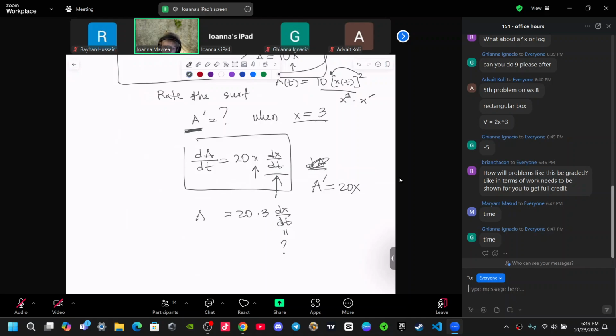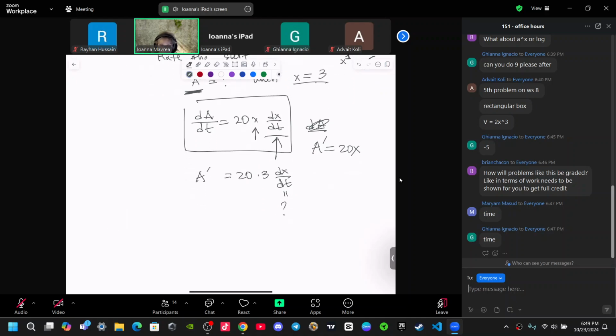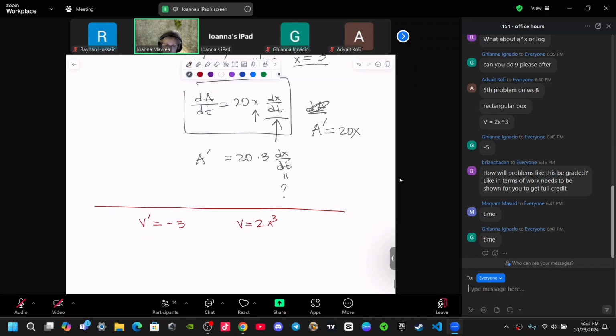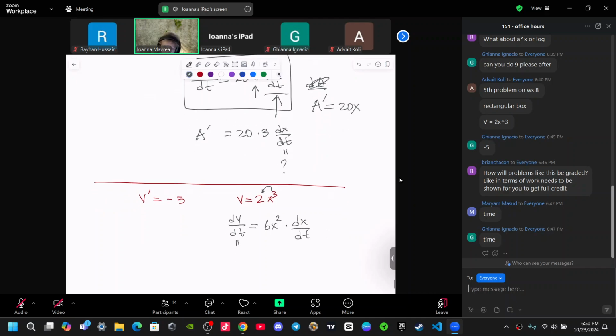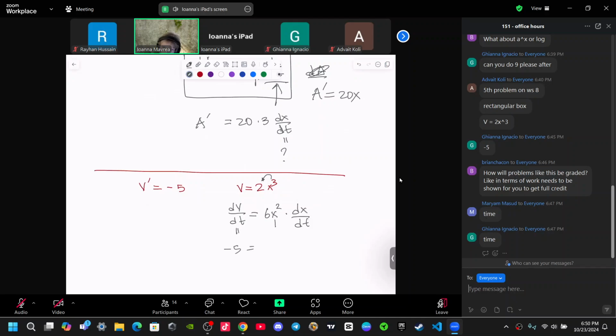So I'm going to stop. I can't finish the problem. I need to figure out that number. So I'm going to go back to what I know. I know the derivative here is -5, and I know V is equal to, what was it, 2x to the third. So instead, I'm going to play around with the volume, see what I can do with it. So the derivative of the volume, I need to use chain rule again. 3 times 2 times the derivative of x with respect to t. But I do know that this is -5. I do know x at this moment of time is 3. That will allow me to find the derivative that I want, dx/dt.